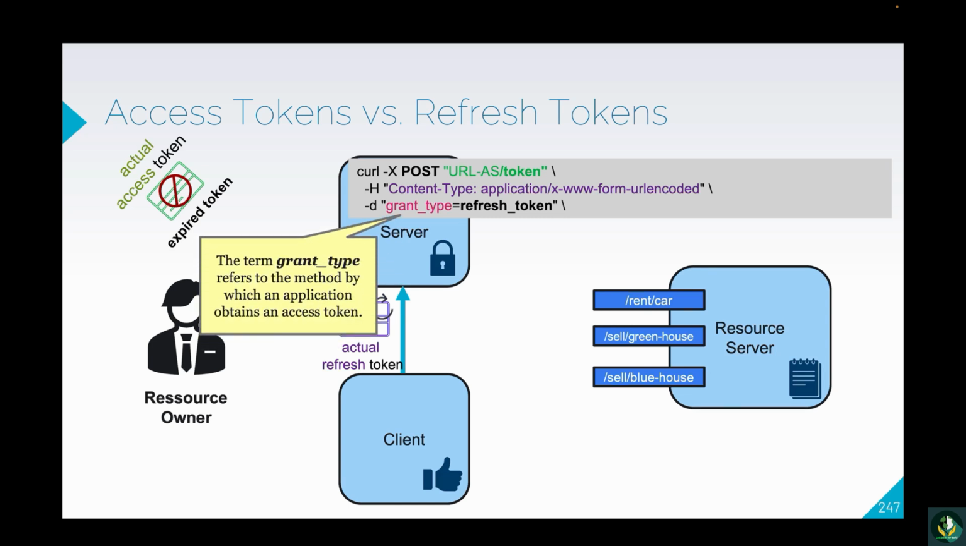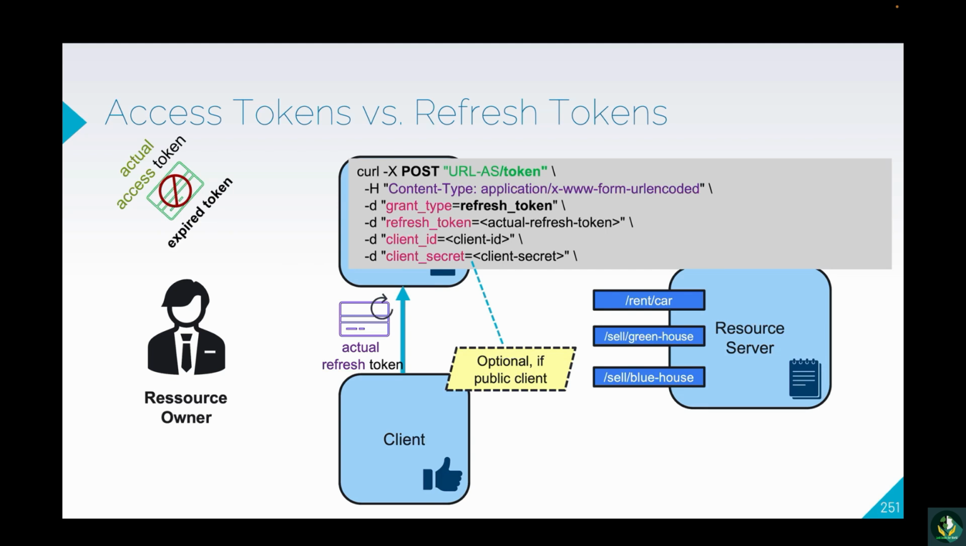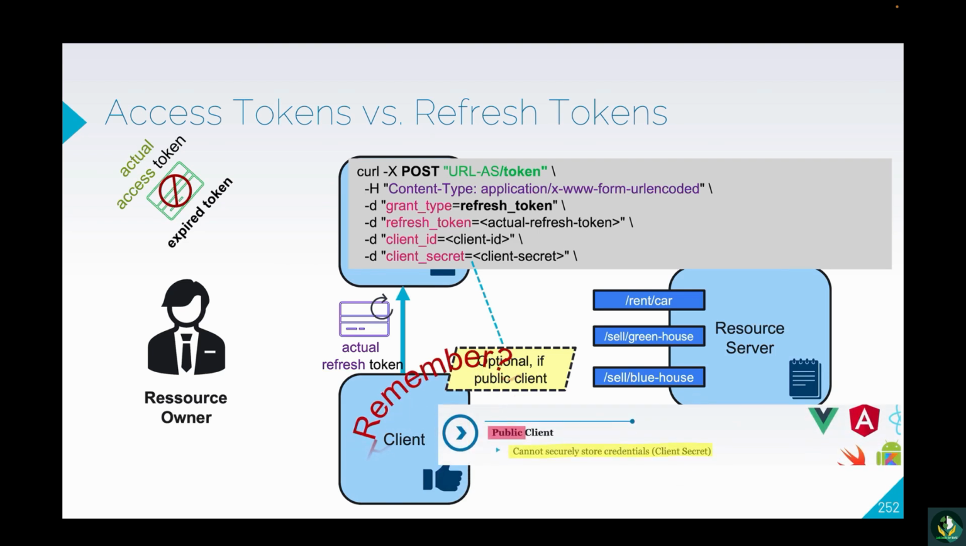The term grant type refers to the method by which an application obtains an access token. In this case, we are specifying that we are using a refresh token to get a new access token. Refresh token: this is the actual refresh token that was issued previously, and it's now being used to request a new access token. Client ID: this is the client ID that uniquely identifies your application to the authorization server. Client secret: this is the client secret associated with the client ID used for authentication. Note that this could be optional if you are using a public client that does not require a client secret. If you remember from our lesson on client types, public clients cannot securely store credentials like the client secret.